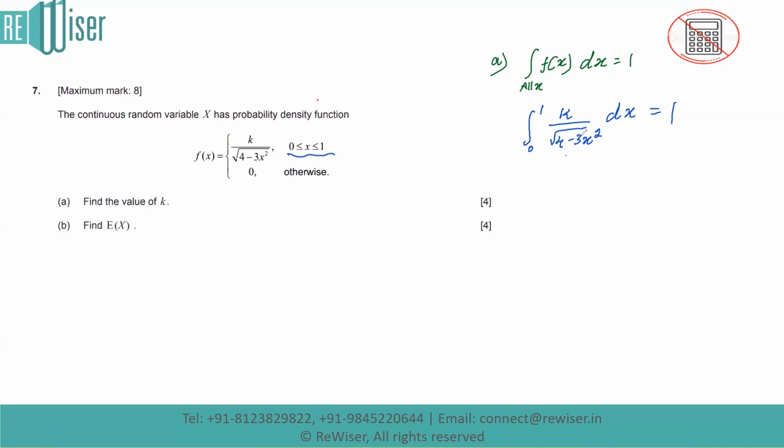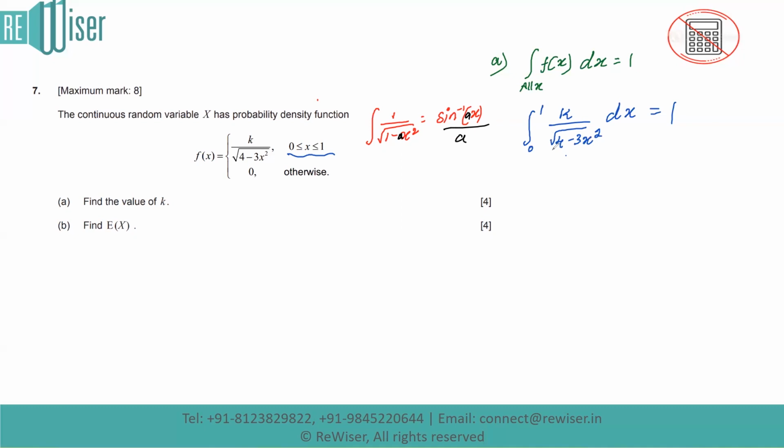Now, in order to integrate this, you need to know a rule. The integration of 1 over square root of 1 minus x squared is just sine inverse of x. Of course, if you have 1 minus a squared x squared, it's going to be sine inverse of ax, and the entire thing divided by a. This is the rule that you need to be aware of.